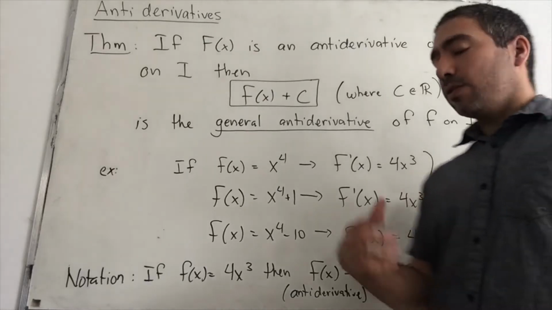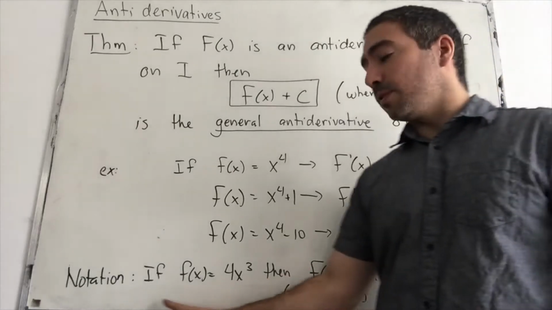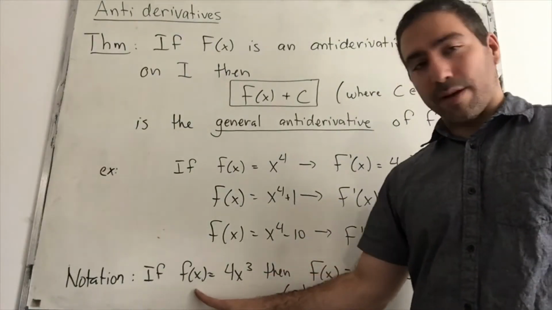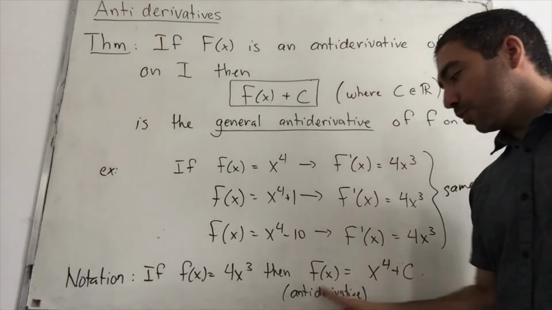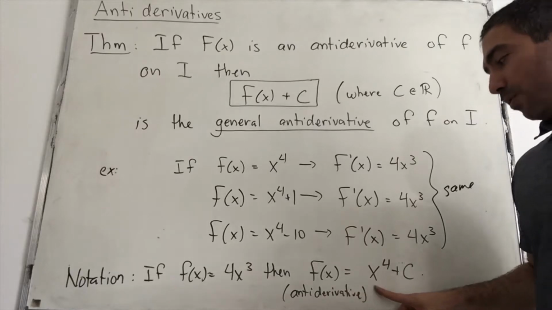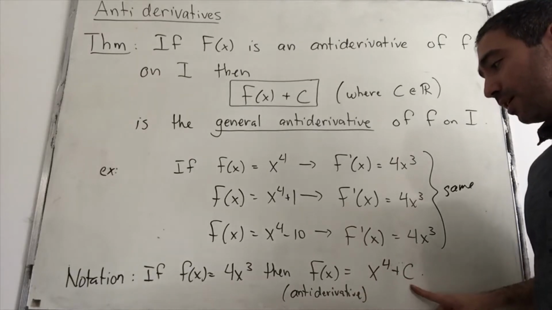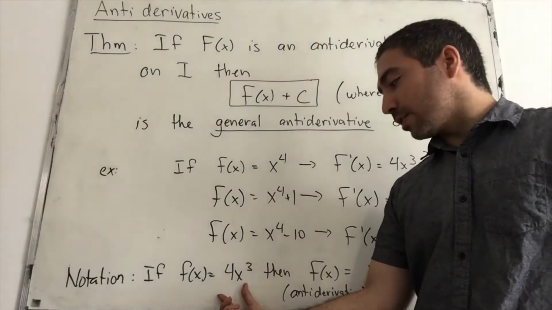Okay, so now the notation that we're using is we're starting with this side. We're starting with 4x cubed. So if we call little f of x 4x cubed, then what's the antiderivative? The antiderivative, which we're denoting by capital F of x now, is going to be equal to x to the 4 plus c. So what could I take the derivative of to give me 4x cubed? That's the question that we're asking.